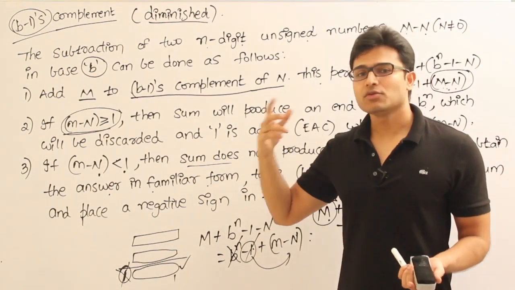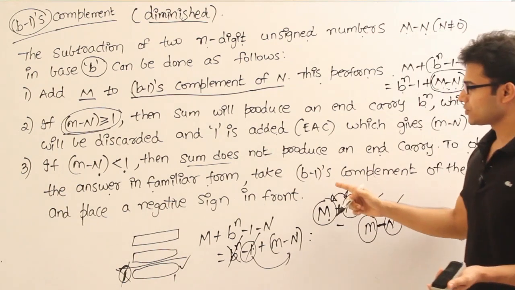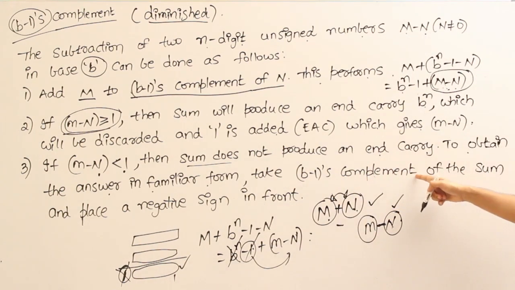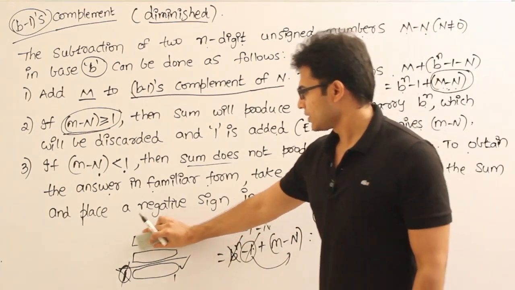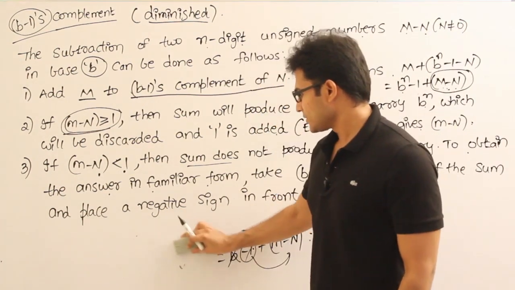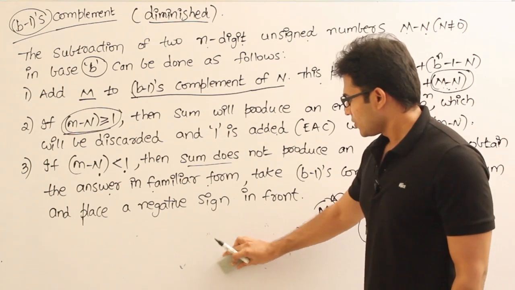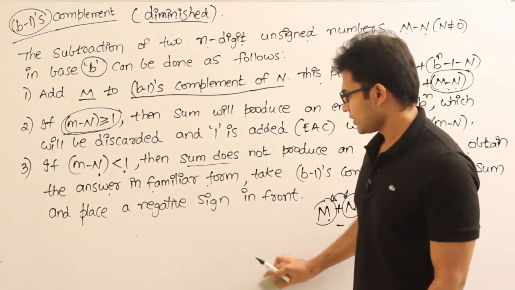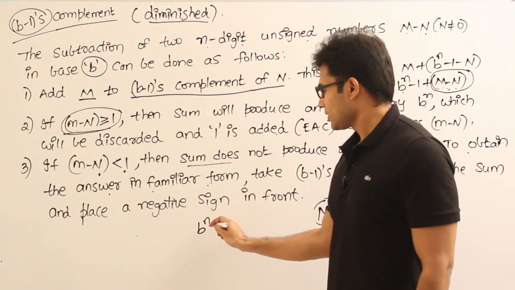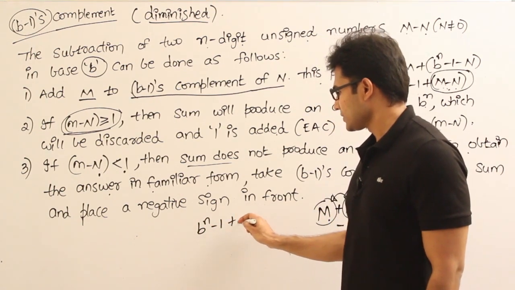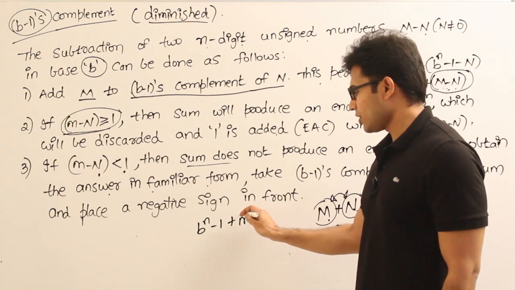Therefore, in order to convert it to familiar form, what you are supposed to do is take the b minus 1's complement of the sum and place a negative sign in front. Why will this work? Whatever we get as the result is not m minus n; the result is b power n minus 1 plus m minus n. This is what you are getting.